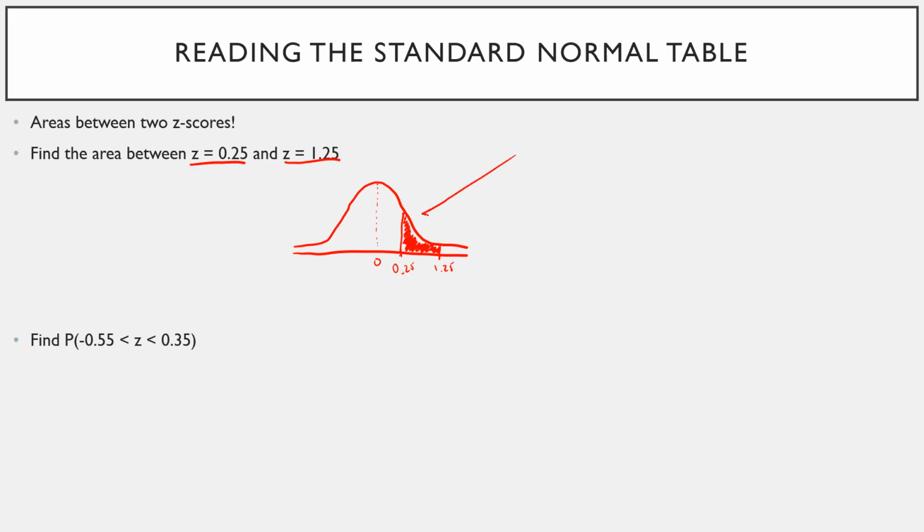All you have to do for an area between, this red shaded area, is equal to the area to the left of the higher z-score minus the area to the left of the lower number. So the first thing you're going to do is go to your table and look up 1.25.